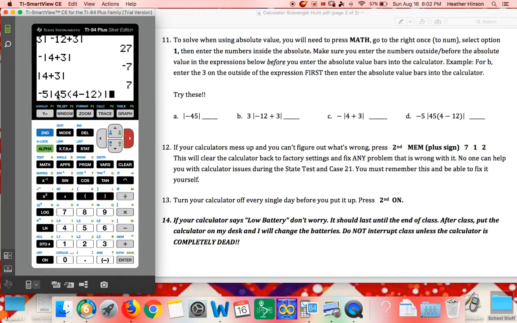You still have that absolute value bar outside. Make sure it looks exactly like the paper. A negative 5, because it's first, it's negative. Absolute value, 45, parenthesis, 4 minus 12. Minus because it's in the middle. And then hit enter. So negative 1800.